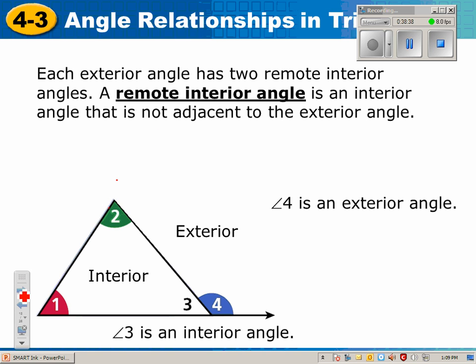I can either extend this way or I can extend this way. This becomes an exterior angle. And I can have an exterior angle, one at every vertex.